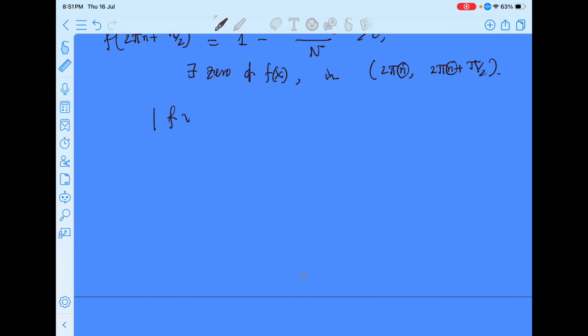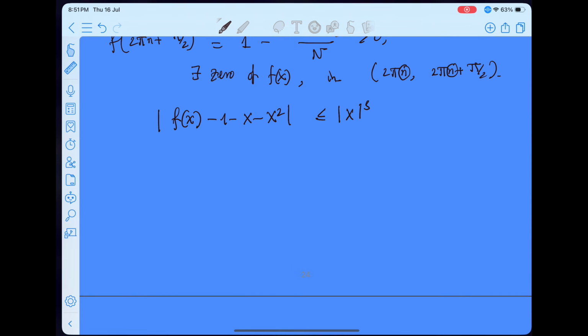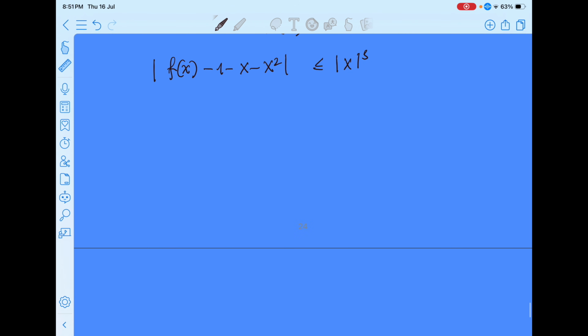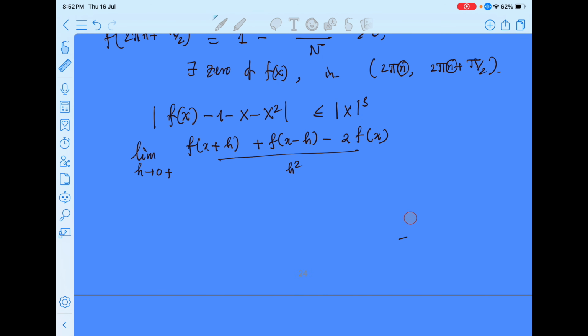So |f of x minus 1 minus x square| is less than or equal to |x| cube. Am I right? Yes. So you have to compute f double prime of 0. There are several methods. You can directly apply the Taylor series, so you can get f double prime of 0. But I want to use this particular theorem, that the limit as h tends to 0 plus of f of x plus h plus f of x minus h minus 2 f of x divided by h squared equals f double prime of x.